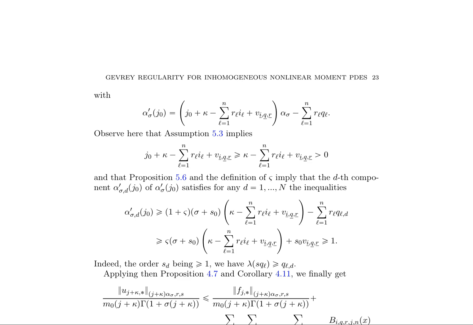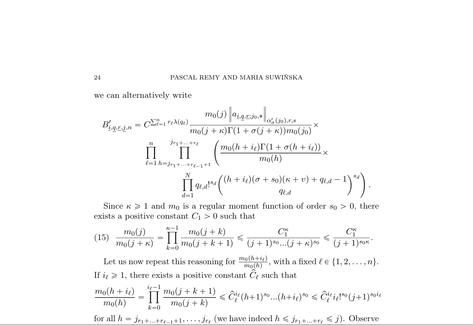The research paper discusses Gevrey regularity for inhomogeneous nonlinear moment PDEs. It begins by observing that assumption 5.3 implies certain inequalities for the components of alpha 1 sigma, which in turn satisfy the conditions for proposition 4.7 and corollary 4.11. This leads to the definition of B1I, Q, R, J, N and its bound, which is crucial for the subsequent analysis. The second step involves bounding B1I, Q, R, J, N, utilizing the definition of M0 and the properties of kappa.